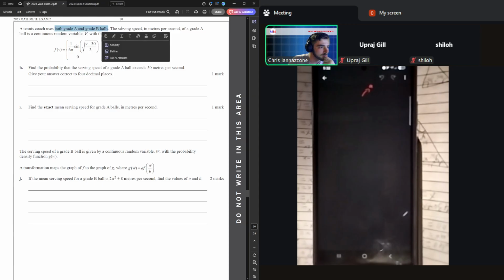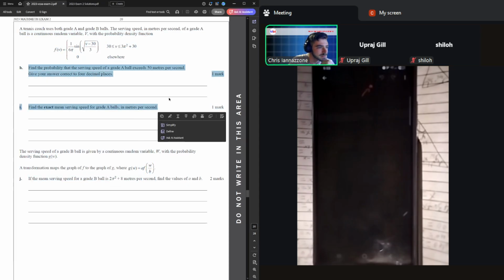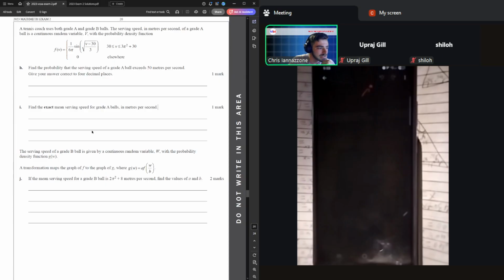Both grade A and grade B balls. That is a bit of background information, but not particularly necessary. All you really need to know is that the serving speed of the grade A ball is a continuous random variable, as it says here, and it's given by this piecewise function. That's the only thing that actually gets asked about in the context of these questions here.